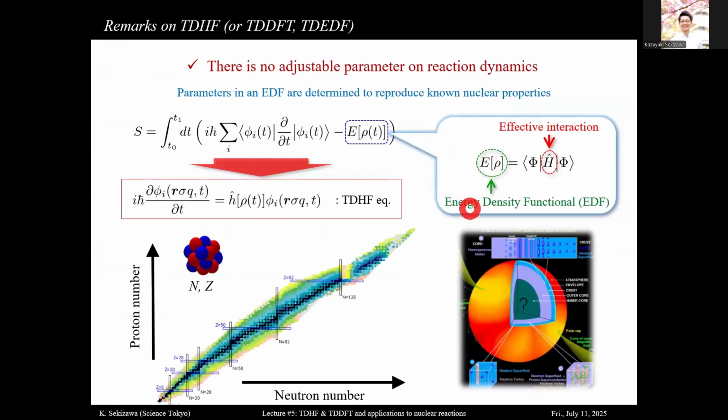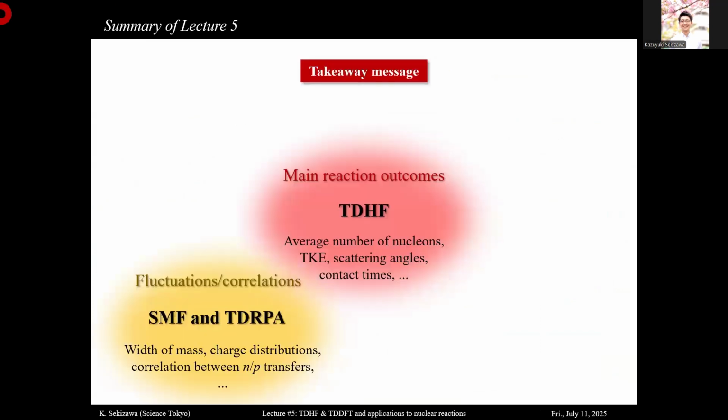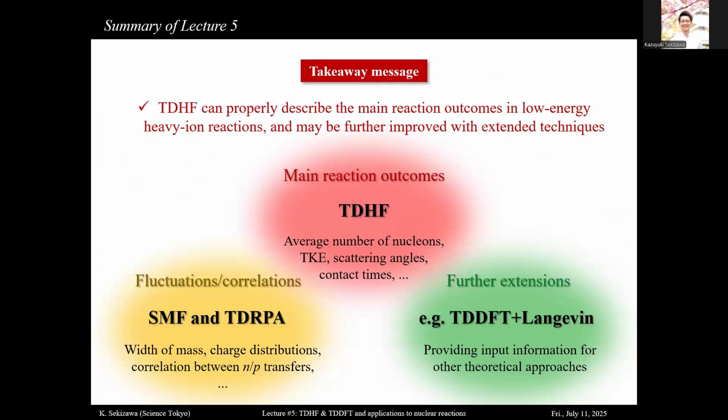I just say that in TDDFT or TDHF, the only input is the energy density functional. Based on the variational principle, we can get the TDKS or TDHF equations. We can describe not only the nuclear dynamics in finite nuclei, but also the dynamics inside the neutron star, which we will discuss in the next lectures. It is a very powerful framework. And this is a summary message.